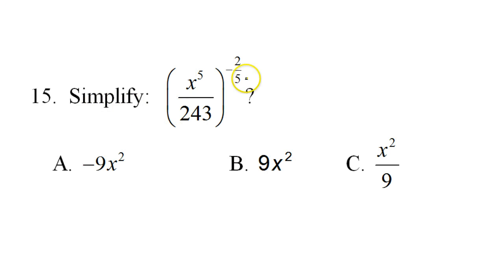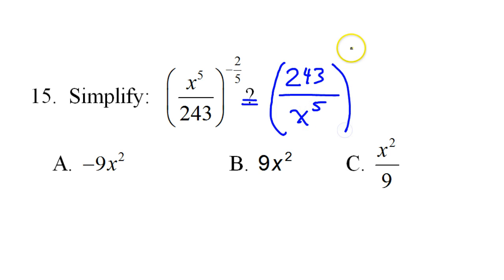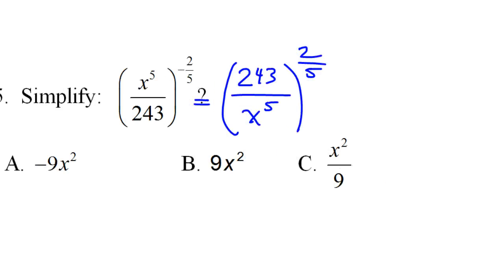Number 15. When you have a negative exponent on a fraction, what I always recommend doing is do the reciprocal and make it positive. So I would do 243 over x to the 5th power. Now that's going to make this a positive 2/5.